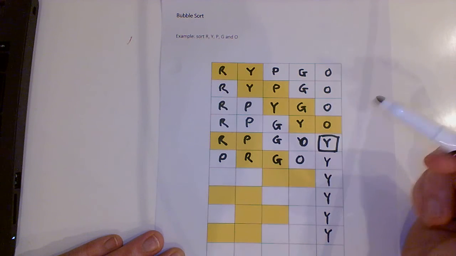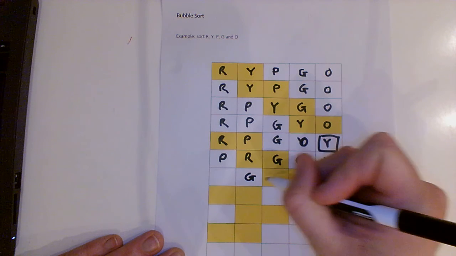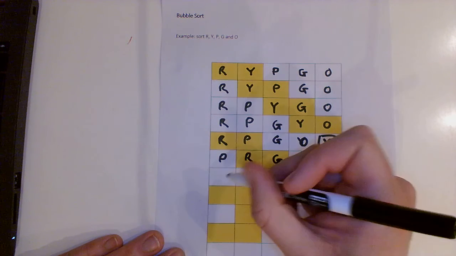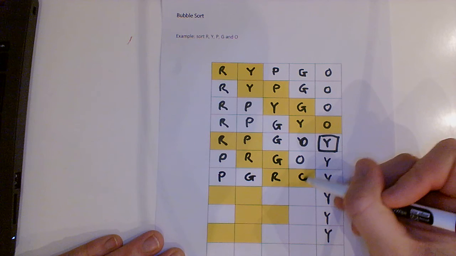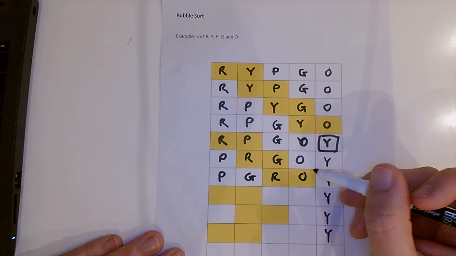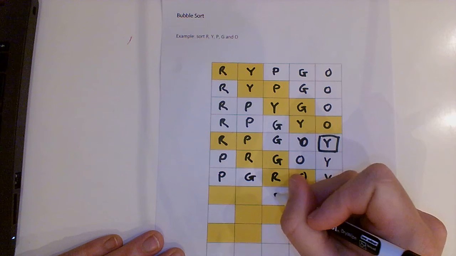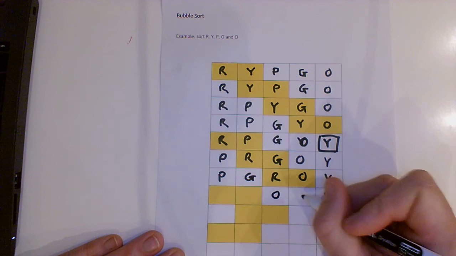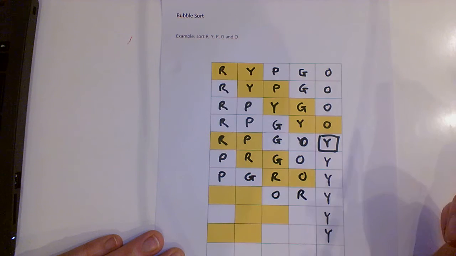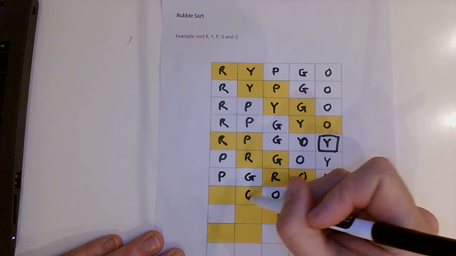I'm now on to R and G. They're in the wrong order, so I swap those on the next line. Everything else stays the same. And finally, for this pass, we have R and O, and they're in the wrong order, so I'm going to swap those around, and everything else stays the same.